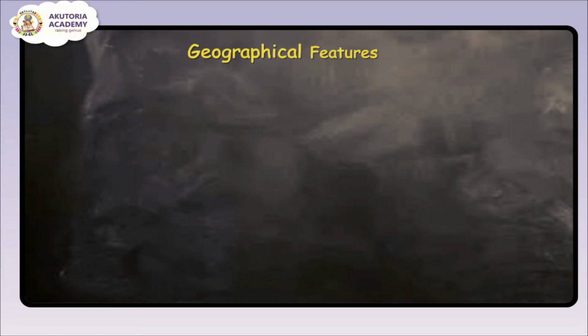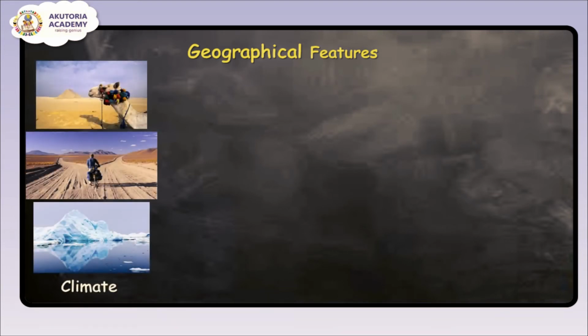Geographical features. Geographical features are what we see in an area that helps us identify or know those areas. Maybe when we go to an area or visit a place, we see some large rocks around those areas. Those are called geographical features. Some examples of geographical features are the climate of that area. Some areas are cold, while some areas are very hot.